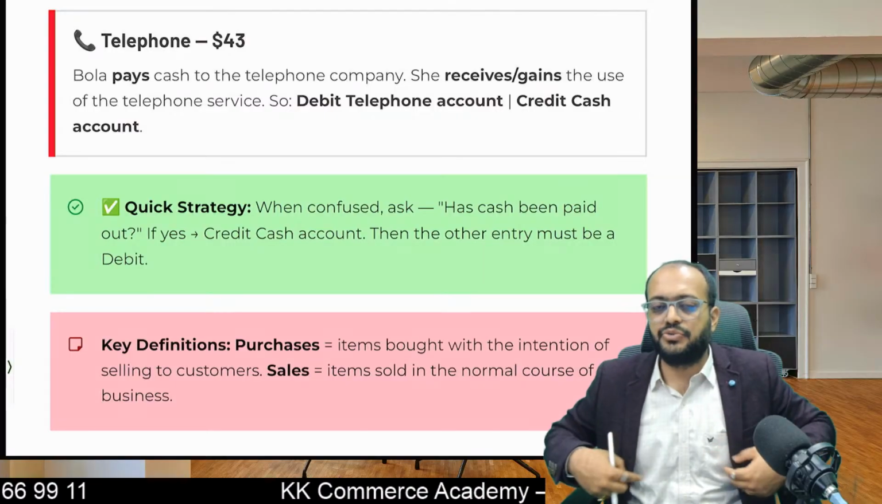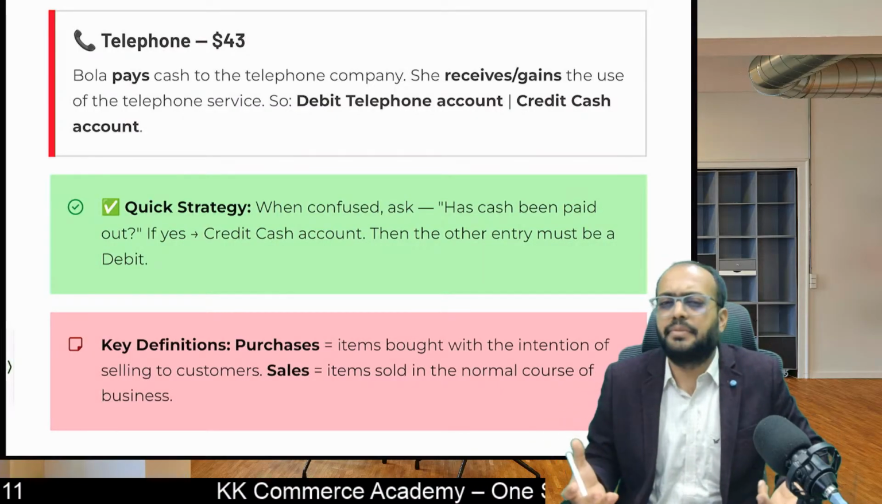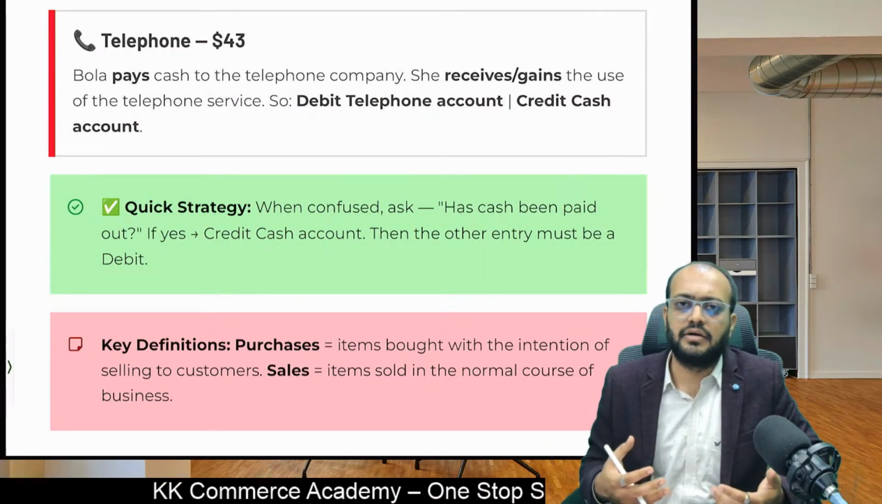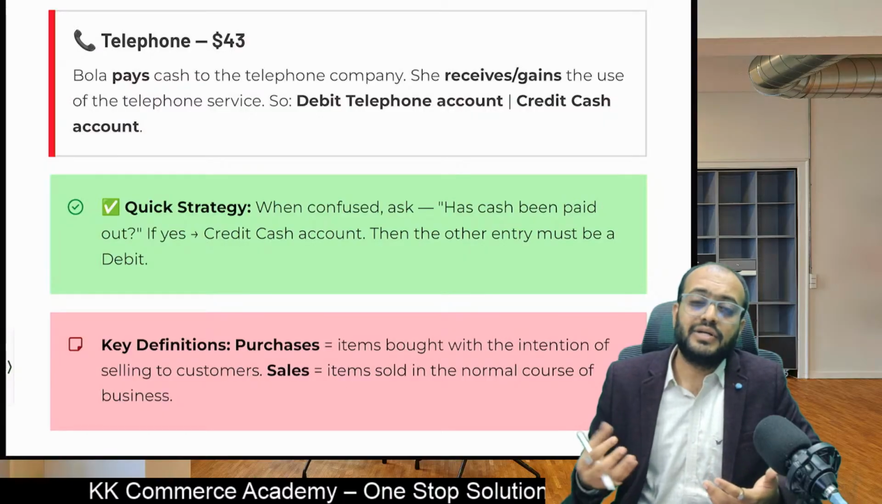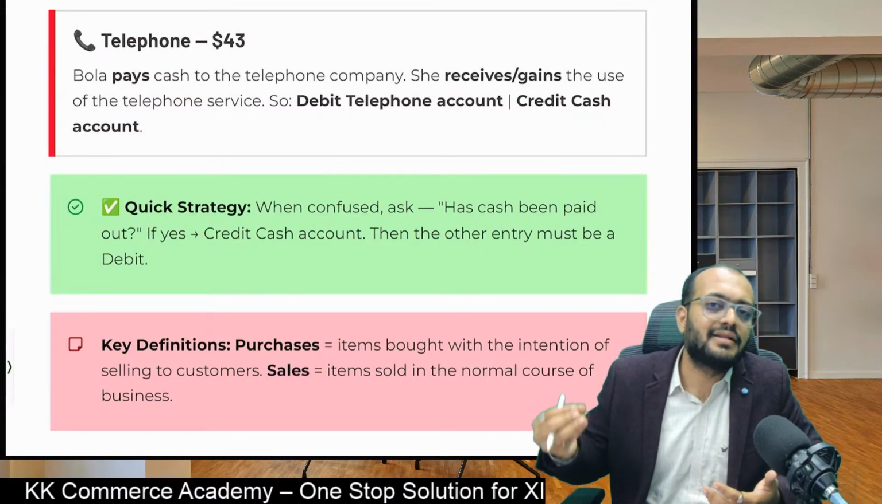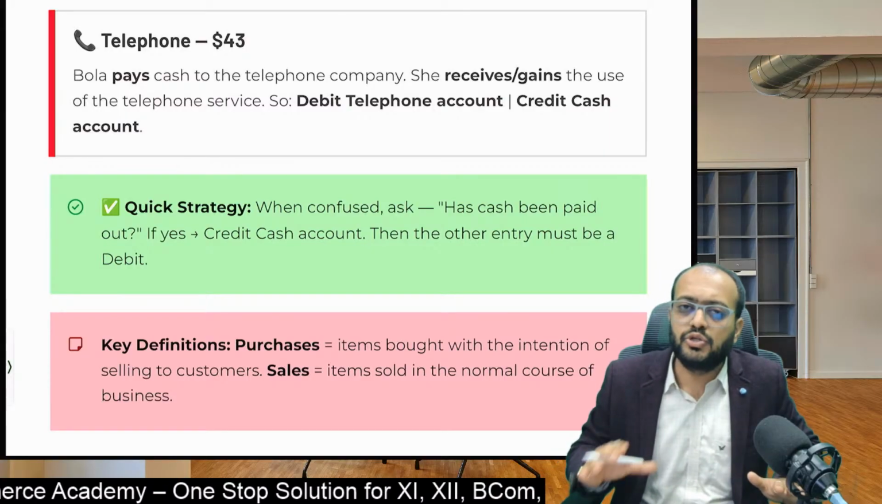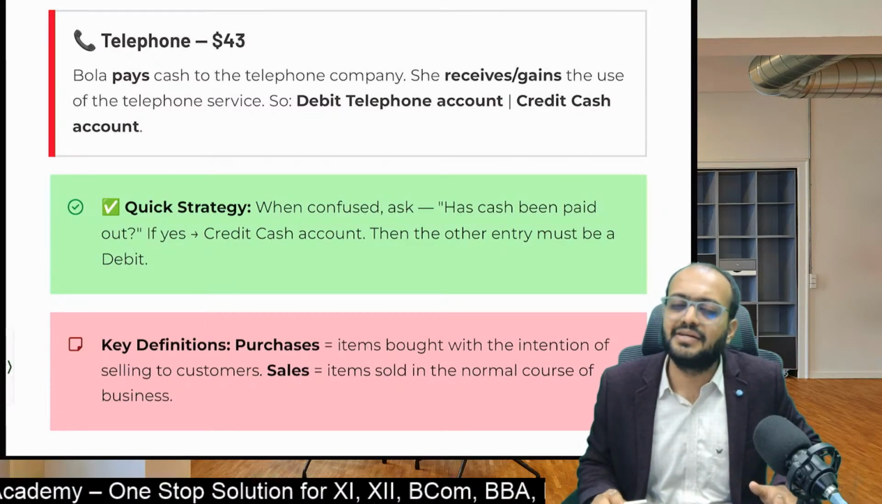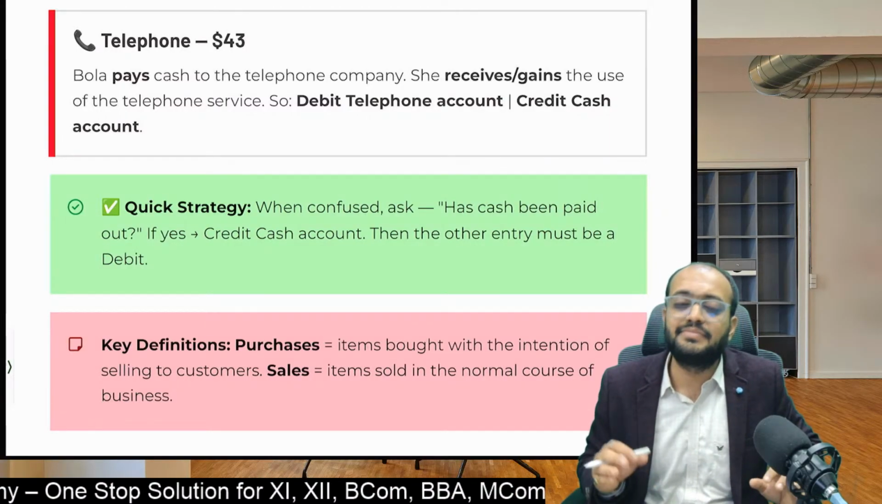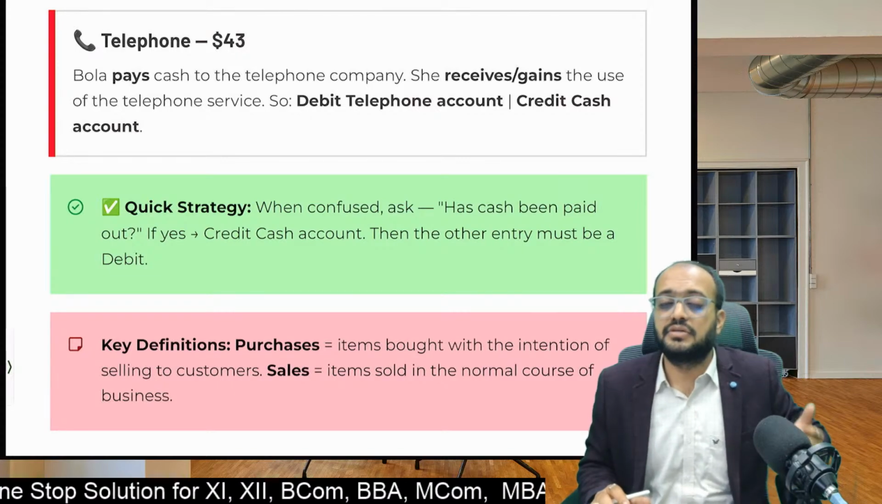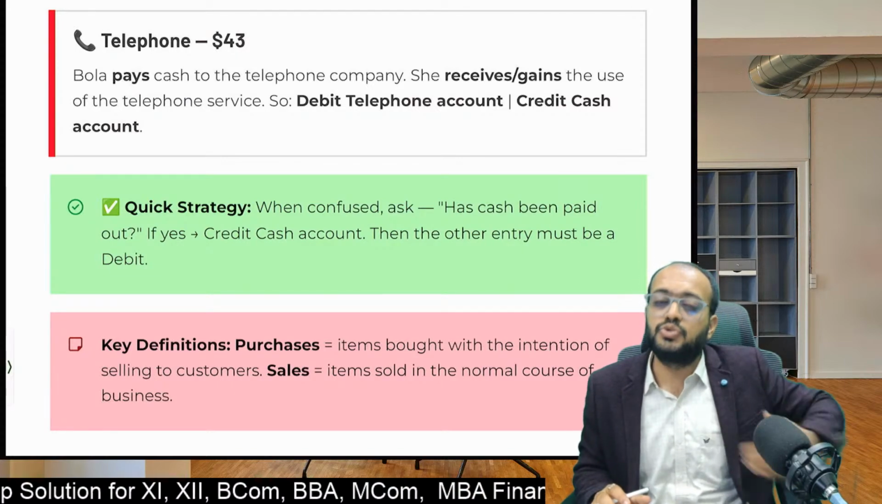Suppose as a teacher, as a tutor, I am buying a car for my traveling or for my business purpose, whatever. It is not my business to buy cars and sell cars, right? So for me, car is not goods. Since it is not goods, I can't use purchase account here. I have to use car account. It is an asset for me, which I intend to use long term for myself only.